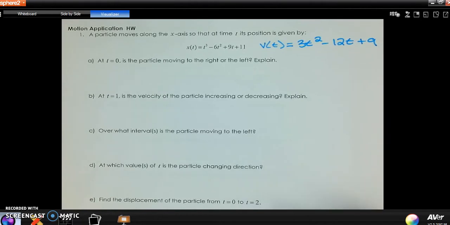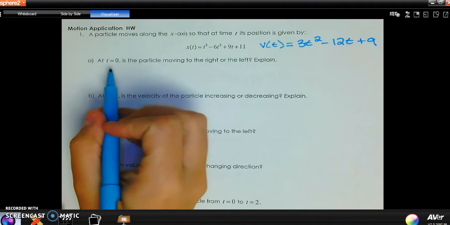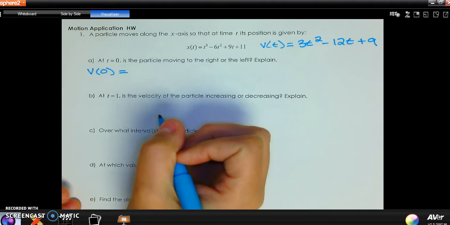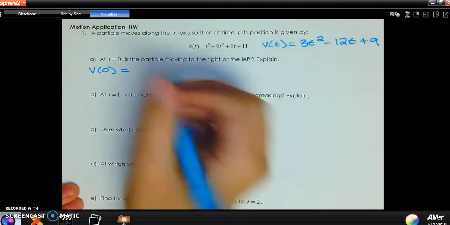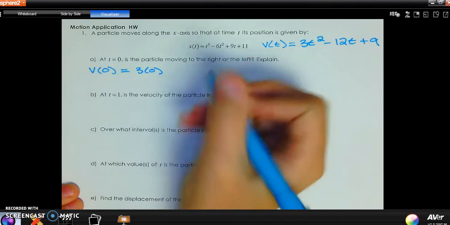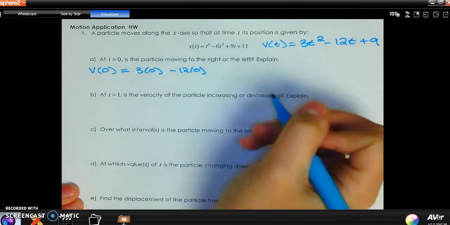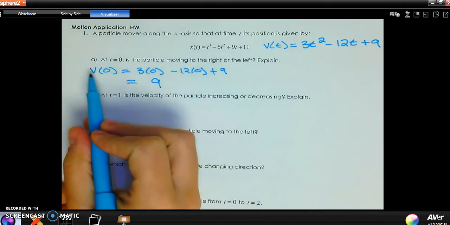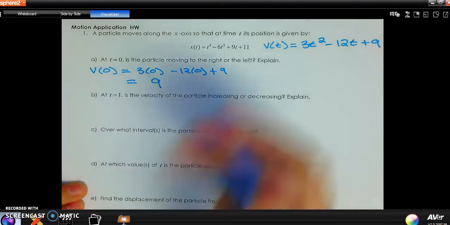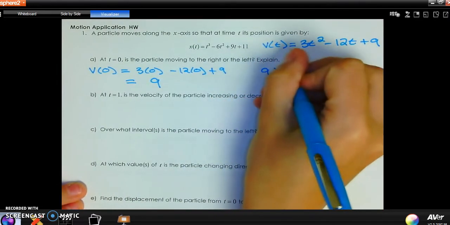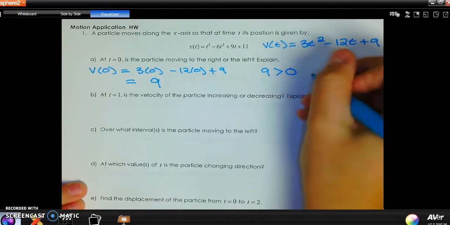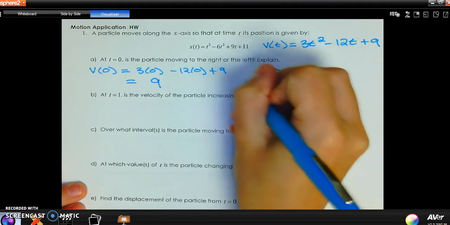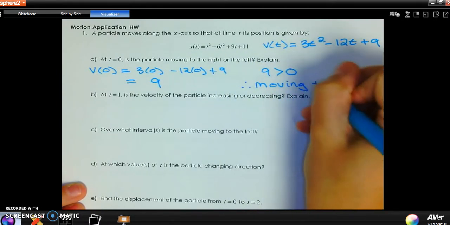And now I want to know if it's going to the left or right at t equals 0. So what I'm going to do is figure out what the velocity is at 0. So I'm going to plug in t equals 0 into this velocity. So I get 3 times 0 squared is 0, minus 12 times 0 is just 0, plus 9. So that means I'm going to have 9. So this tells me that the velocity at time 0 equals 9. Since 9 is greater than 0, aka it's positive, we can conclude that the particle is moving to the right. So therefore, moving to the right.